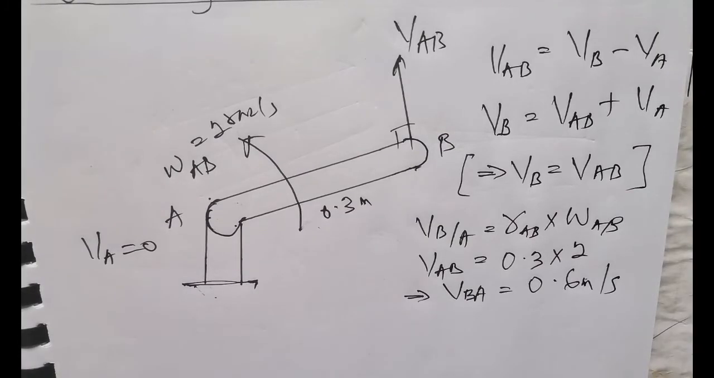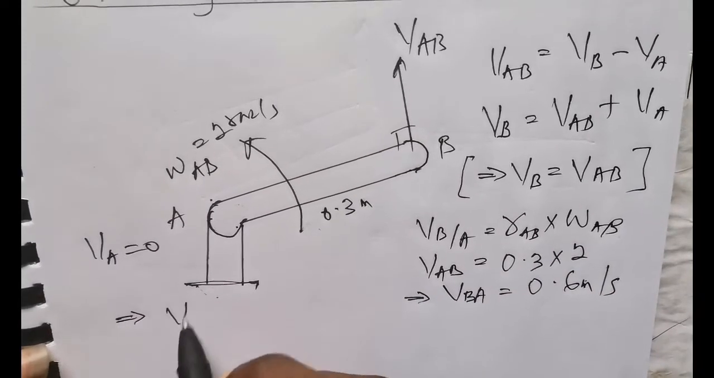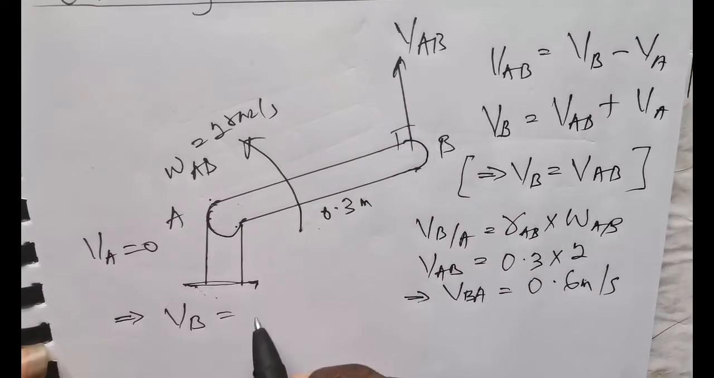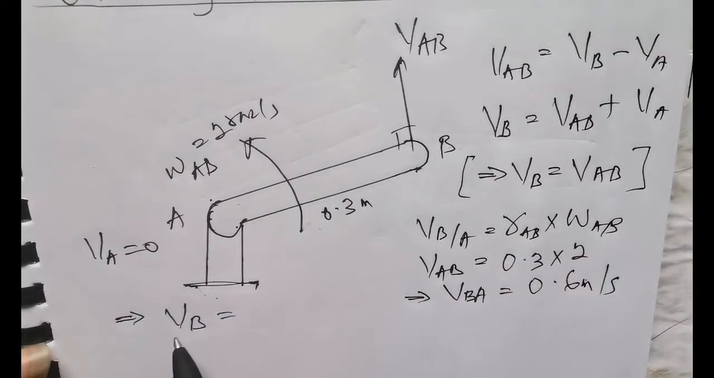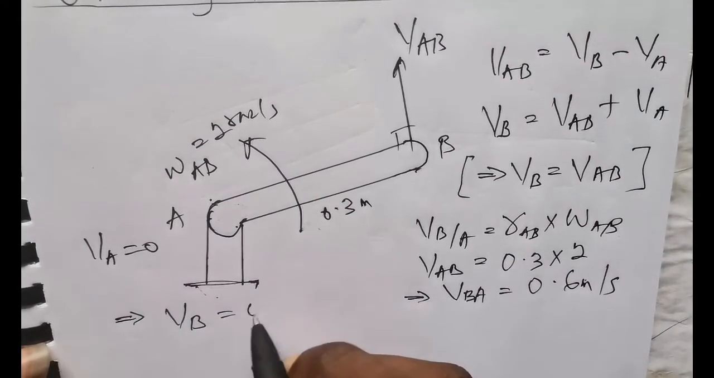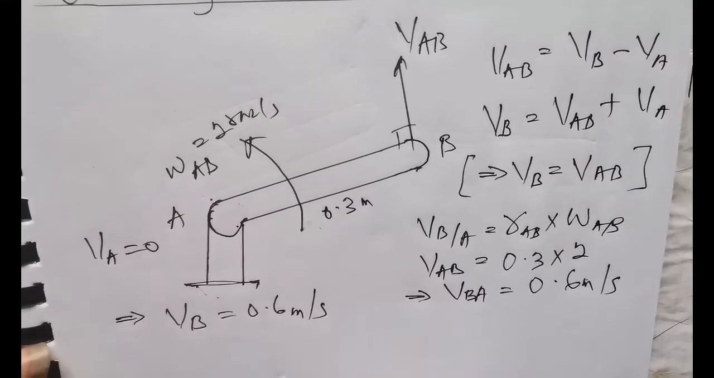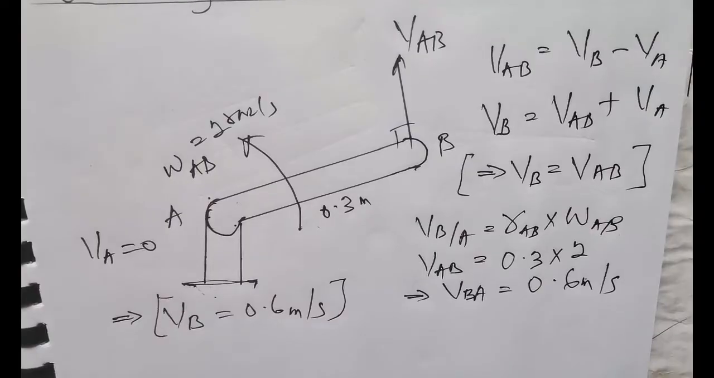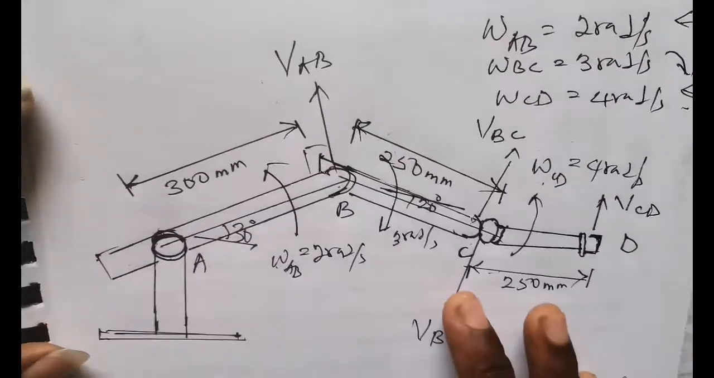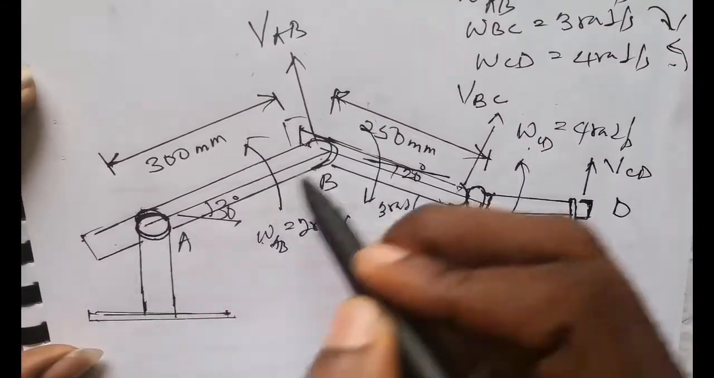Now, if you know this speed, that simply means that the velocity at point B is also what? Because VB is equal to the relative speed. So it means velocity at point B is also 0.6 meters per second. Now we have velocity at point B. We are done now analyzing the motion or pure rotation of arm AB.